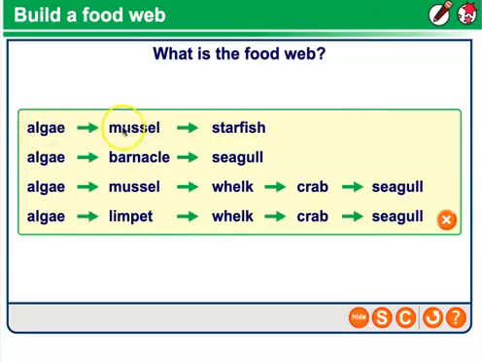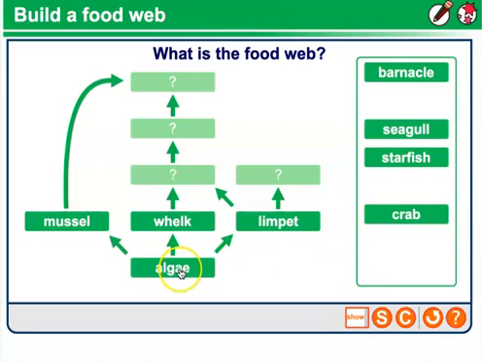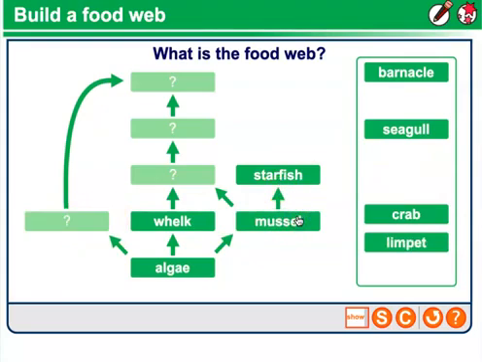So my first one: algae, mussel, starfish. I've got my algae, I've got my mussel, and I'm wondering, does my starfish go all the way up here? I'm thinking probably not. So probably I should put my starfish here, and I should swap my mussel over here. Algae, mussel, starfish.